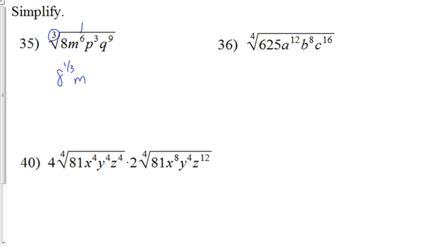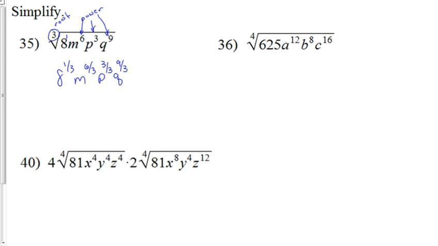Here's the power. And this is the root. So that's 8 to the first, so it's 8 to the 1/3. M to the 6/3. P to the 3/3. Q to the 9/3. Again, we're just putting the power on top, the root on the bottom.